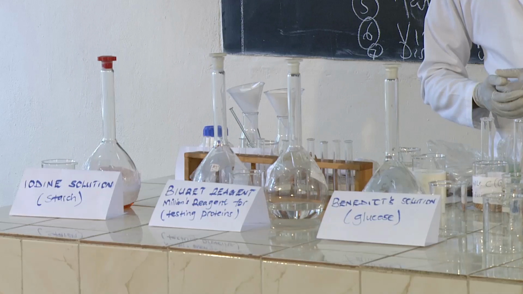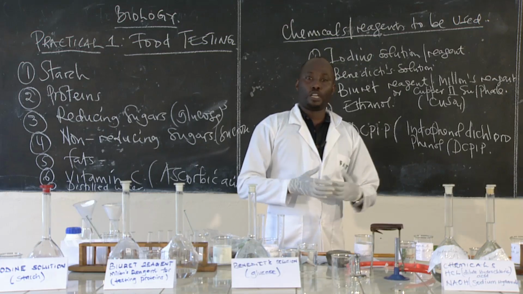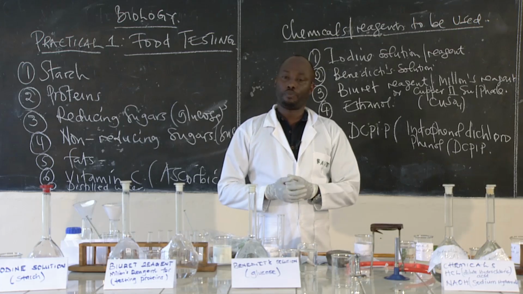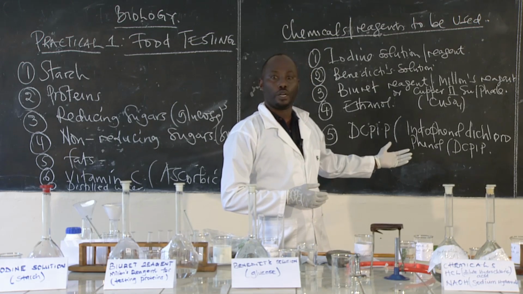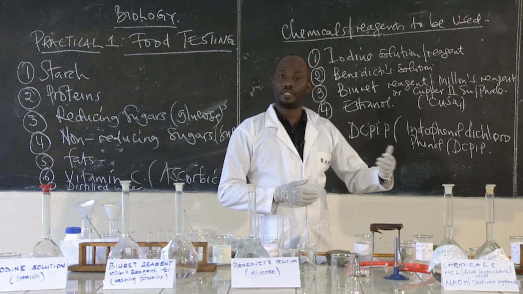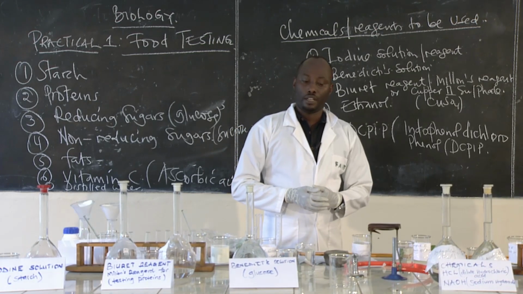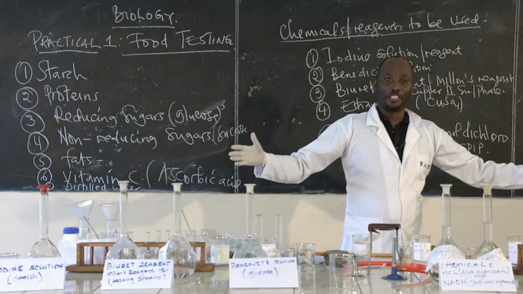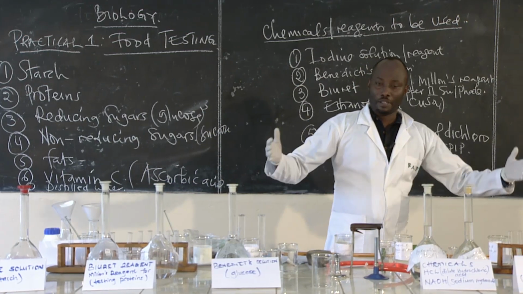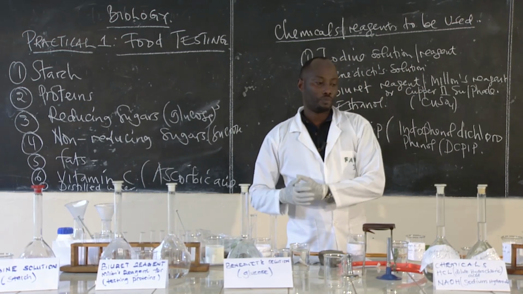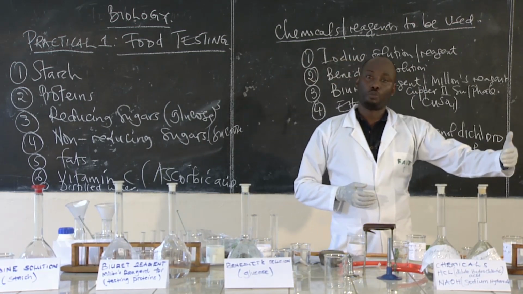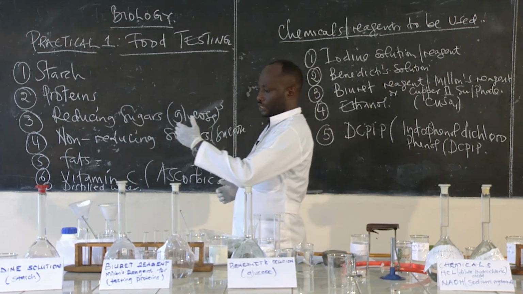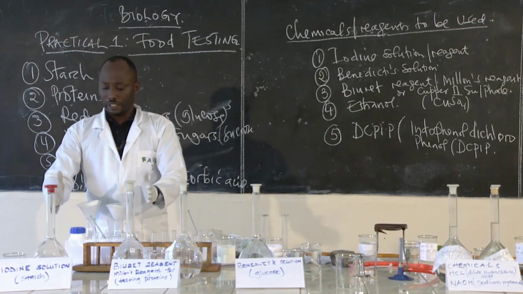So students, you've seen that I've mentioned the nutrients that we're going to be testing and the chemicals that we are going to be using as far as food tests are concerned. And there you can see I'm standing in front of a table which is well decorated. There are very many food compounds in front of me, and very many chemicals that we're going to be using for testing these food compounds. I'm going to start with table 1, what is in front of me.